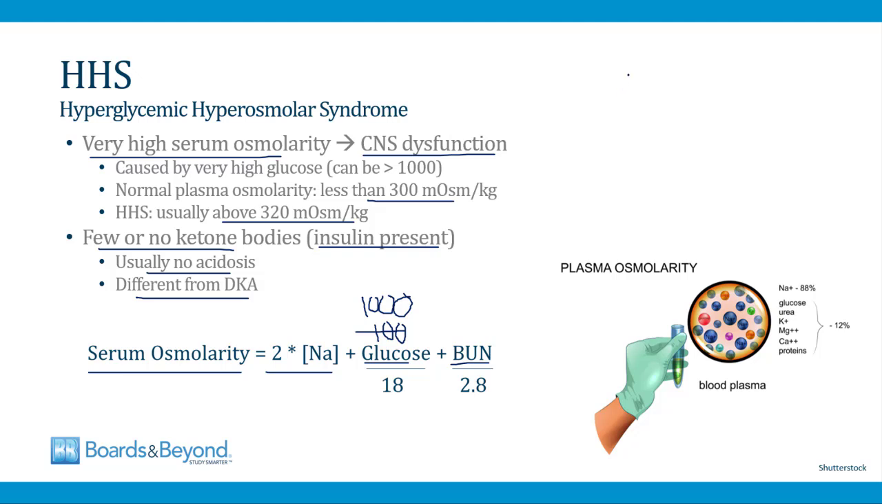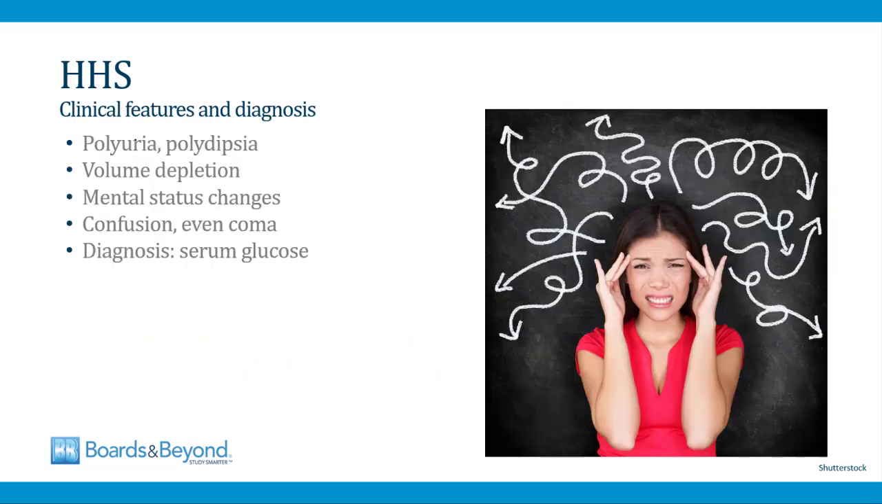Remember what I said earlier, in DKA, the hyperglycemia usually causes a glucose level around 500 or so. In contrast, for patients to get HHS, the glucose usually has to get above 800, and often it's even higher than 1,000. In terms of clinical features, HHS presents with polyuria, polydipsia, and volume depletion. And these things are all related to hyperglycemia and osmotic diuresis. And then the high plasma osmolarity will draw fluid out of brain tissue, causing mental status changes like confusion and even coma. And when you see these things in a patient with diabetes, a blood glucose is usually checked, and that's how the diagnosis is made, by finding an elevated serum glucose.